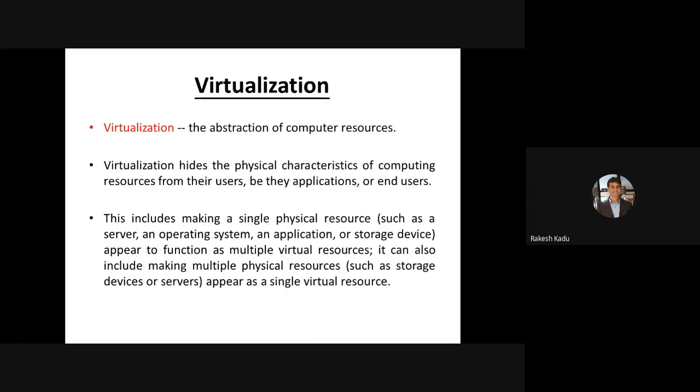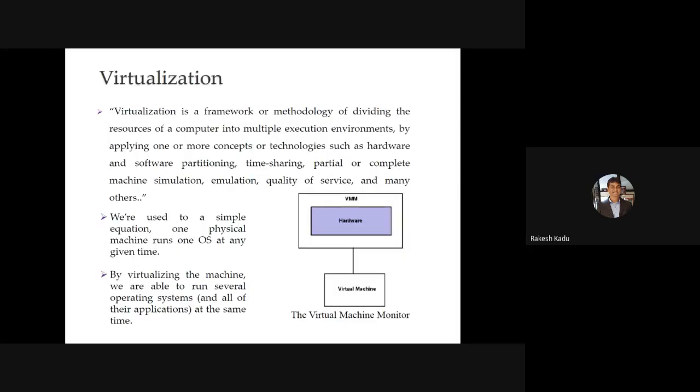And we have discussed what virtualization is, and its definition. Virtualization is nothing but the abstraction of computer resources. This is a technology which will convert your hardware resources into software resources, and those resources are offered to the end user for deploying their applications. So virtualization hides the physical characteristics of computing resources from the user. That is the definition we have discussed.